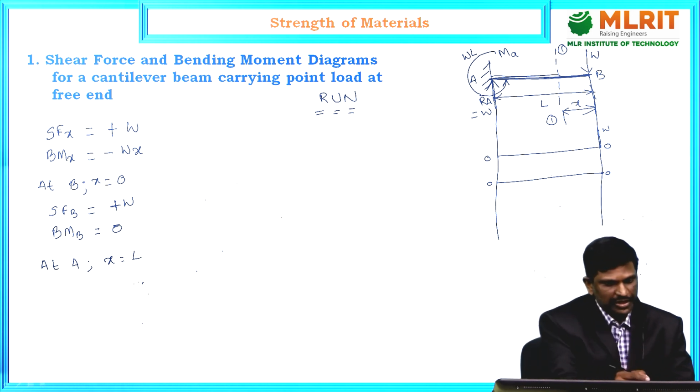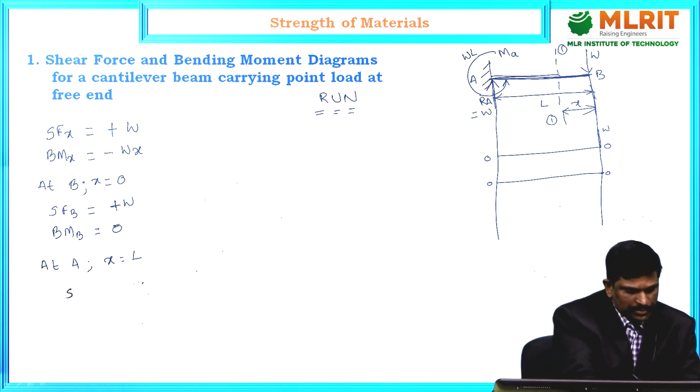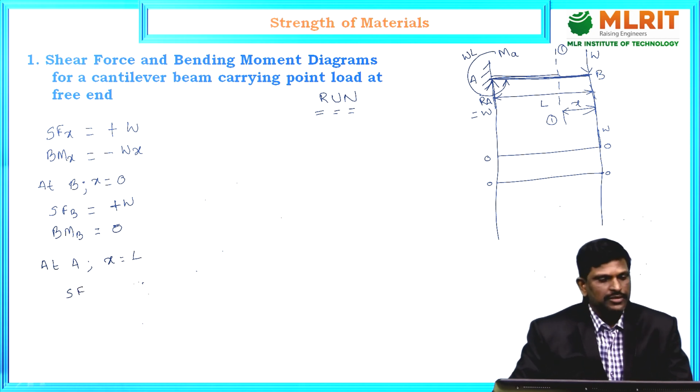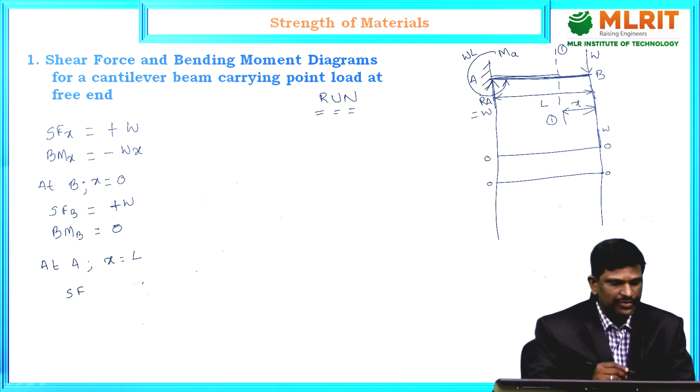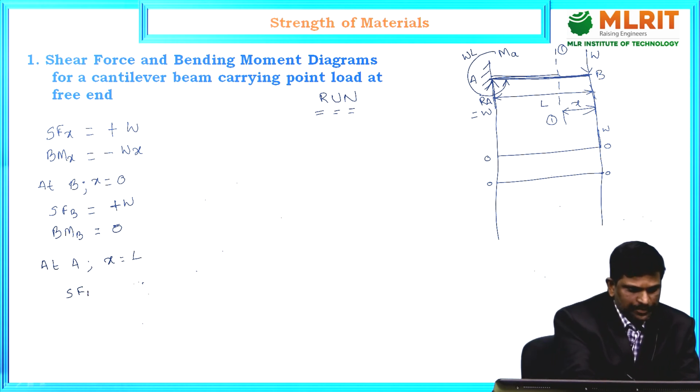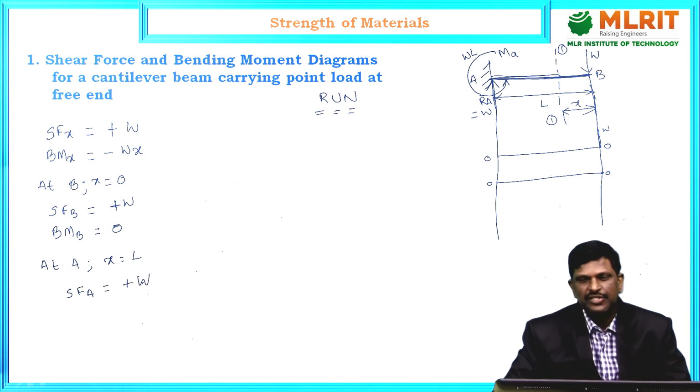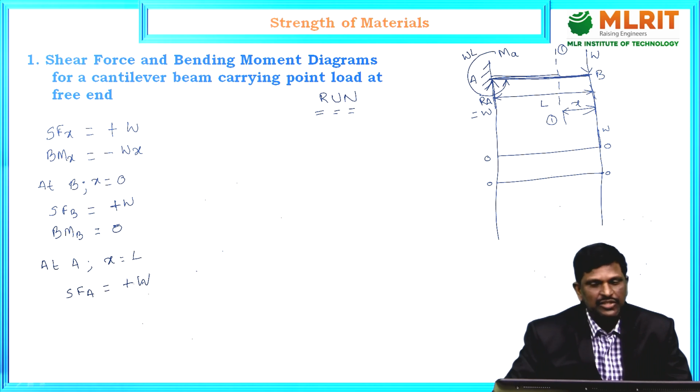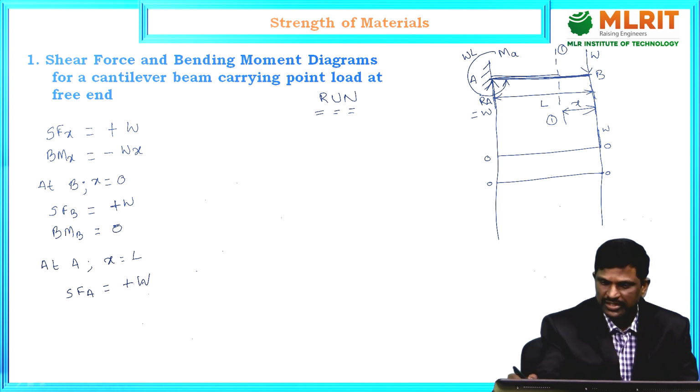Now, substitute the X value in the shear force equation. Shear force at A is equal to plus W, because if you take a section anywhere between B to A, shear force is not changing, because on the right side we have only one point load W. Therefore, it is constant throughout till A. Its value is W.